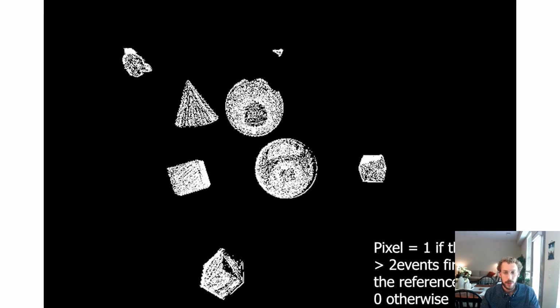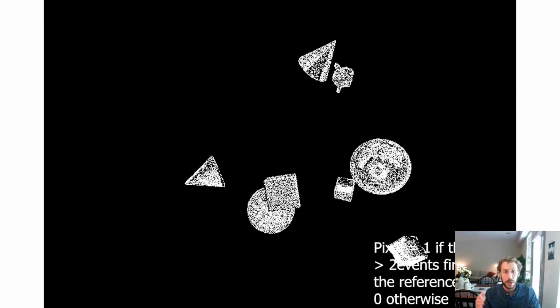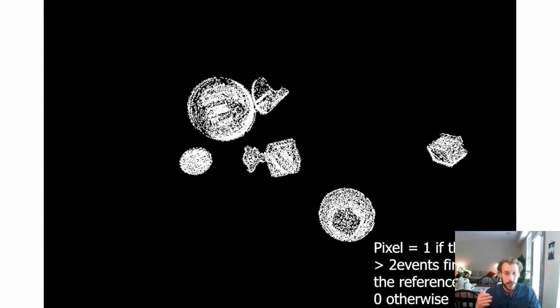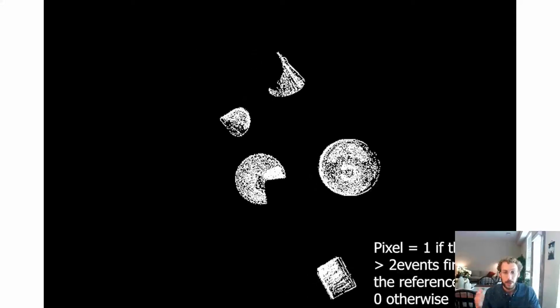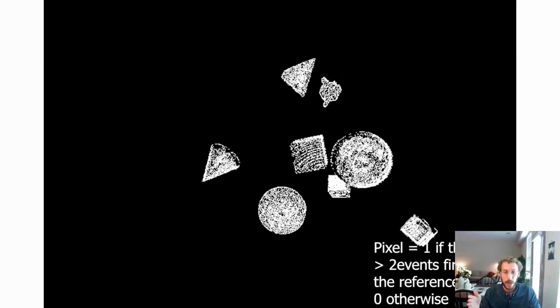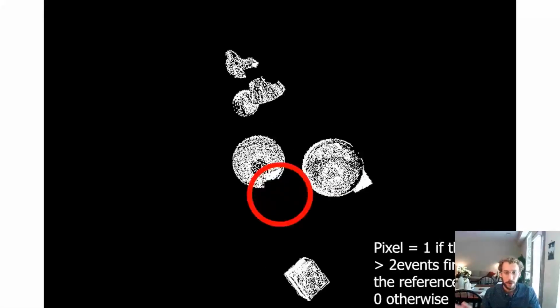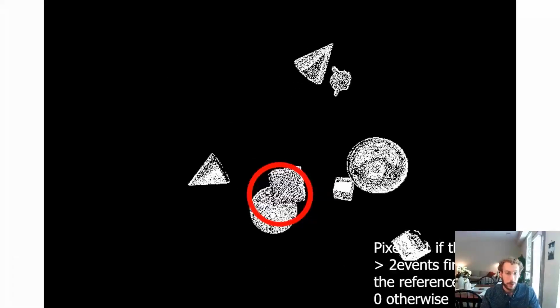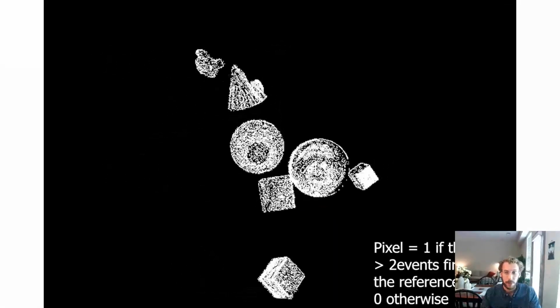Here we demonstrate that we can simply look at the event firing rate on each pixel and threshold based on that. Every white pixel that you're seeing is a pixel that fired more than 2 events over the given reference interval, that's delta t ref from the slides previously, and every pixel that's black did not exceed that threshold.